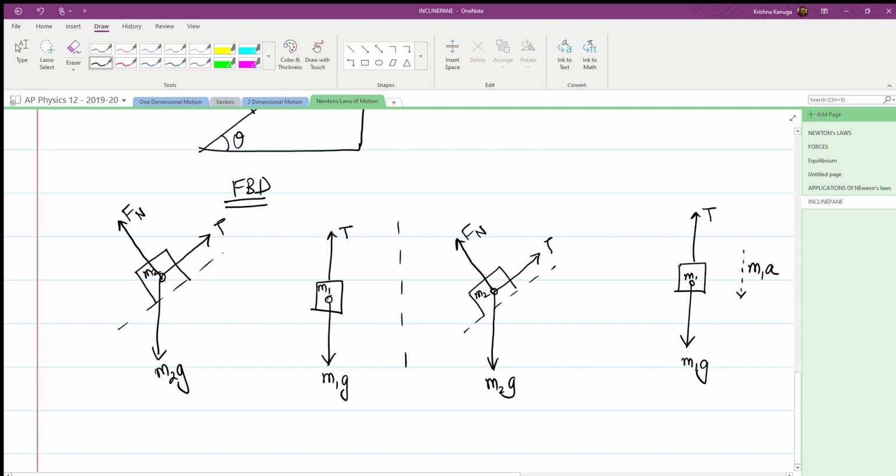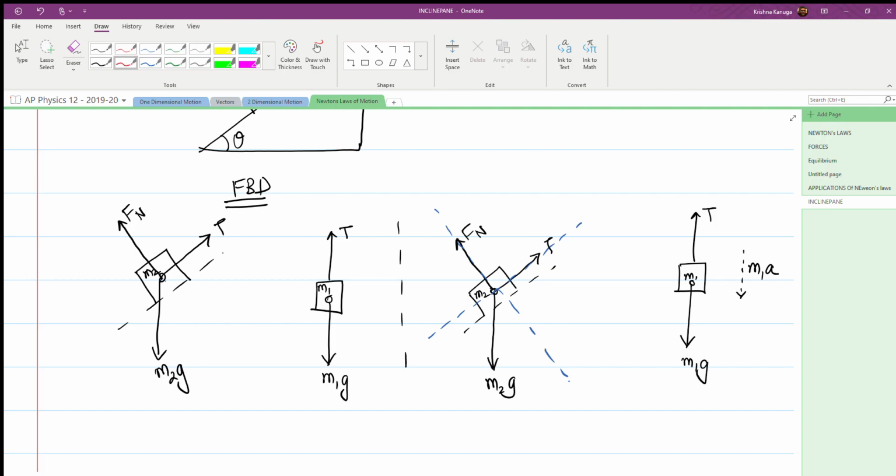Now we know that there is one force here that does not coincide with our axis. Again, what axis do we choose? We're going to choose an axis parallel with the incline and perpendicular to the incline. The reason we choose this axis is because the block is accelerating up or down the incline. So that's why we choose this axis.